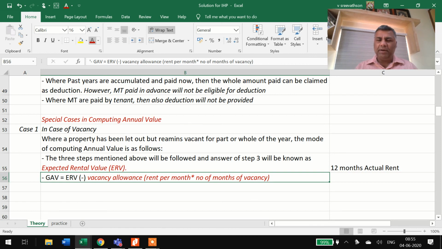I am repeating it. In case of vacancy, what happens? Nothing happens up to step 3. I take actual rent for 12 months, compute step 1, step 2, step 3. I need just one extra step. The answer of step 3 is known as ERV, expected rental value. Had I let it out for 12 months, this is what is expected. Vacancy allowance is rent per month into number of months of vacancy. My answer will be GAV, and NAV is GAV minus municipal tax.